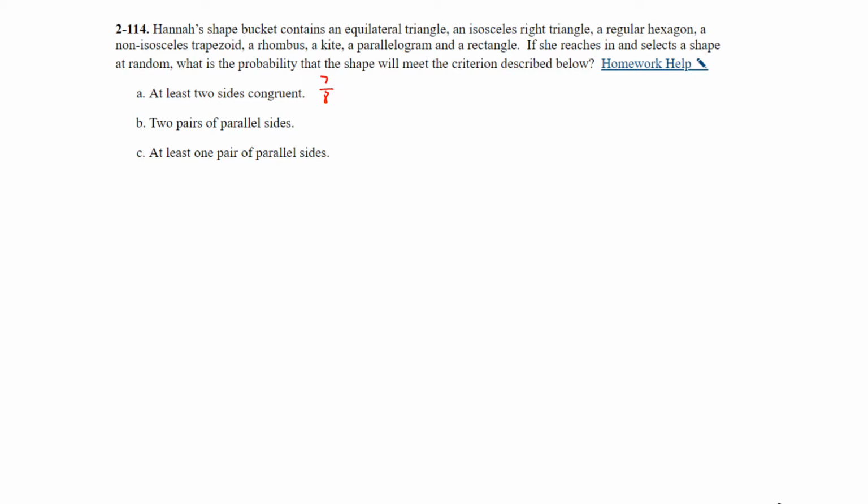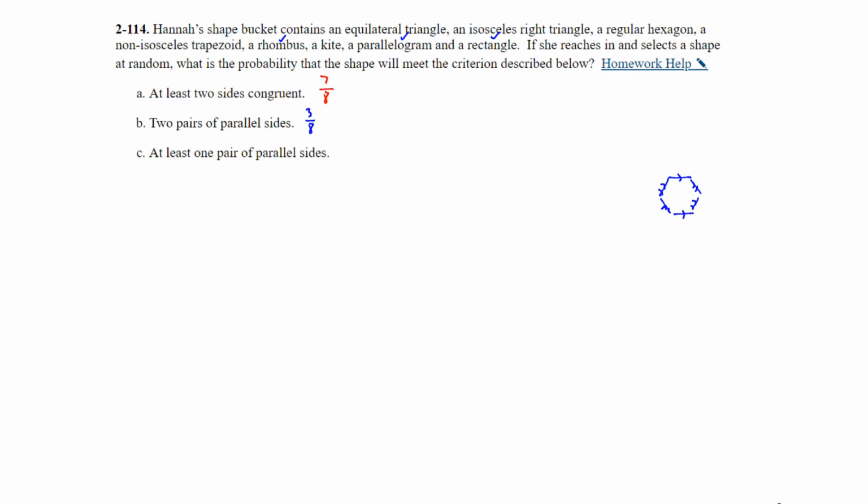Triangles will not have parallel sides, so those are out. A regular hexagon, when you're looking at a regular hexagon, you're actually going to have a couple of different parallel sides. You have 3 of them, so we don't want to include that one. Next one is a non-isosceles trapezoid, so that will have one pair, so that's not working. Rhombus would have two pairs. Kite, no, there's none. Parallelogram would have two, and rectangle would have two. So it looks like for this one we have a total of 3 out of 8.